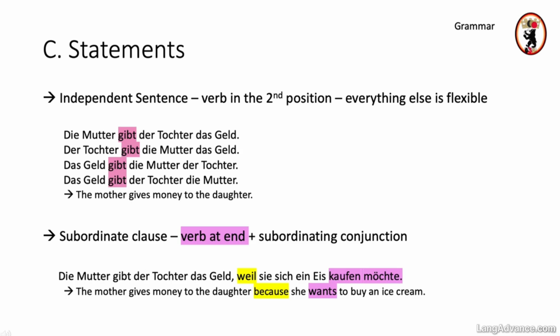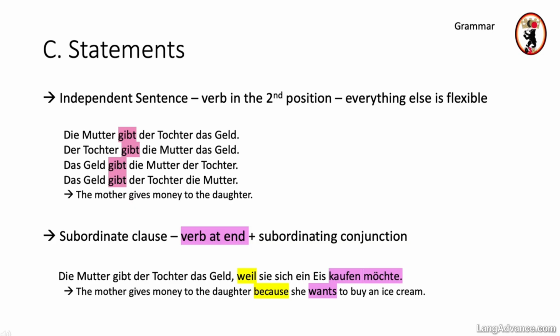Everything else is flexible. Die Mutter gibt der Tochter das Geld. Der Tochter gibt die Mutter das Geld. Das Geld gibt die Mutter der Tochter. Das Geld gibt der Tochter die Mutter. Each of these sentences translates to the mother gives money to the daughter, because the English sentence structure is much more rigid and doesn't allow for the same flexibility as German.